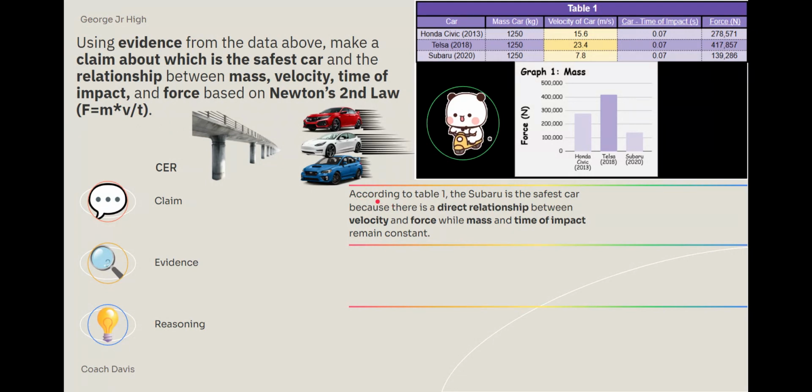So here we go. Let's make an answer to this. According to table 1, the Subaru is the safest car. Oh, look at it. It is most definitely the safest car. It's going the slowest. And there's a direct relationship between velocity and force, while mass and time of impact remain constant.